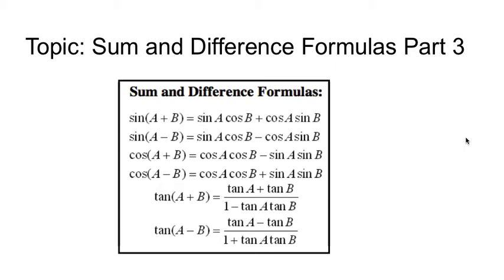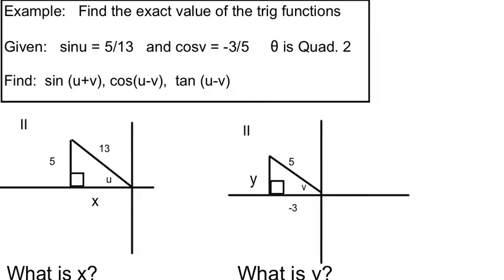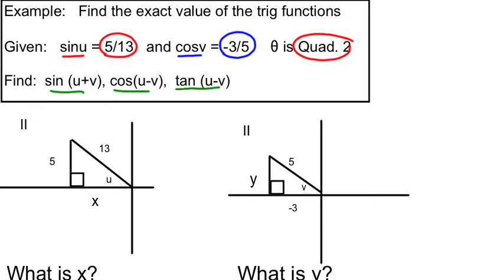Video part 3. We're using those same formulas as the last two videos. What we want to do is find the exact value of the trig functions, and what we're given is the sine of u is 5/13, and the cosine of v, a different angle, is -3/5. And these angles fall in the second quadrant. And what we want to find is the sine of u plus v, the cosine of u minus v, and the tangent of u minus v.